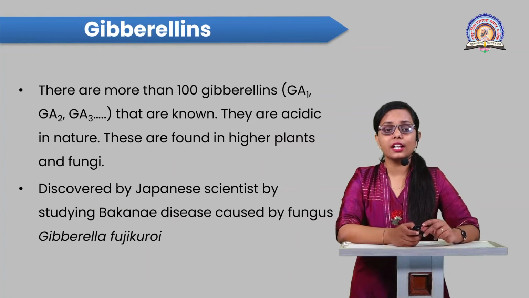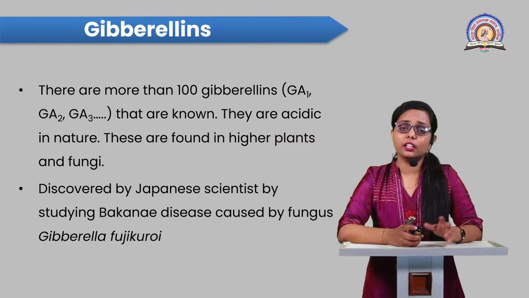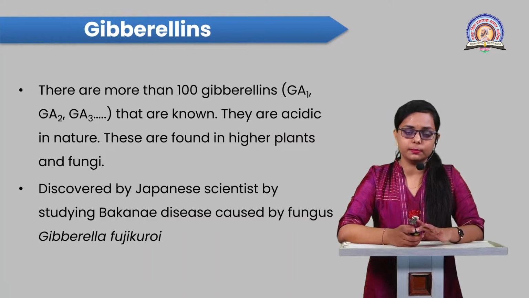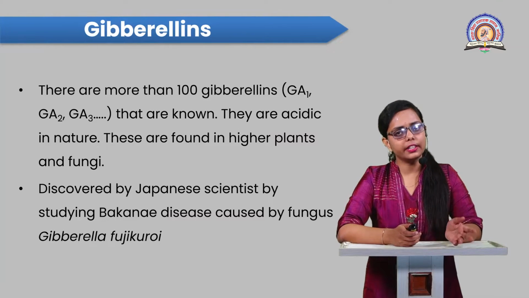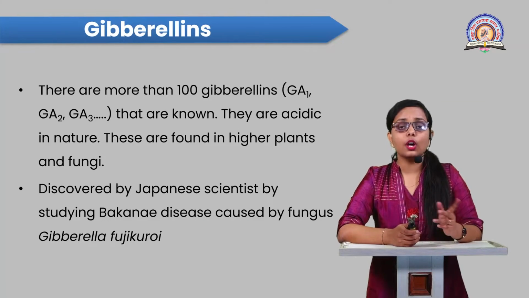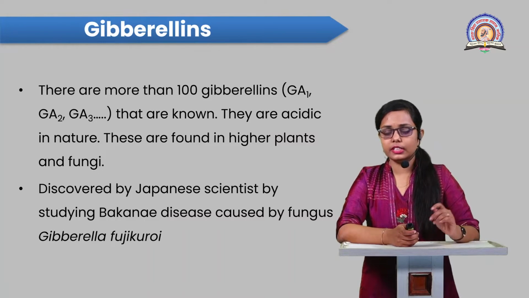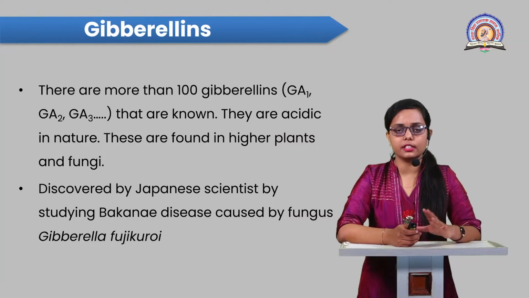So the next important class is gibberellin. There are more than a hundred gibberellins present. They're acidic in nature. These are found in higher plants as well as fungi. So how were these discovered? There is a very interesting story behind it. It was discovered in Japan.